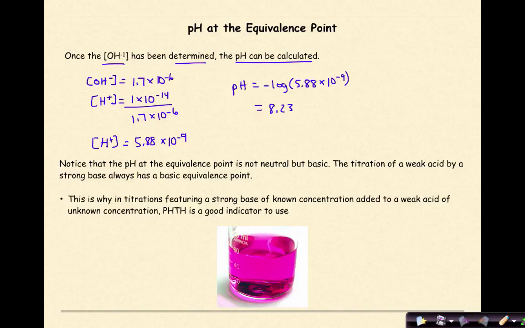So note that the pH at the equivalence point is not neutral, but basic. The titration of a weak acid by a strong base always has a basic equivalence point. This is why in titrations featuring a strong base of known concentration added to a weak acid of unknown concentration, PHTH, otherwise known as phenolphthalein, is a good indicator to use.